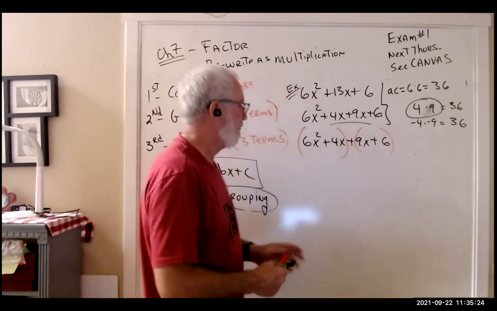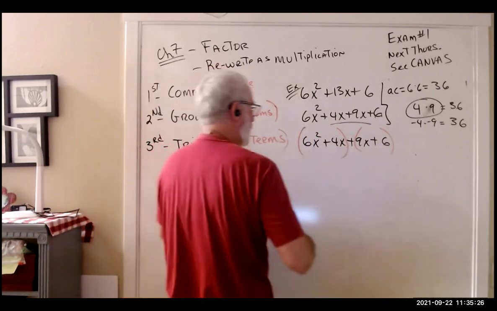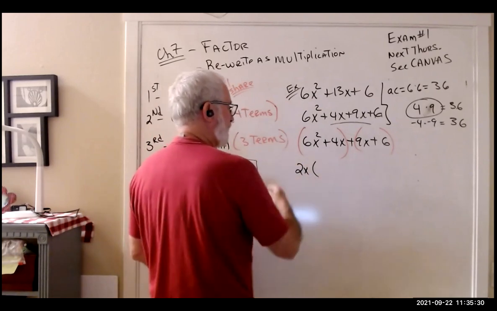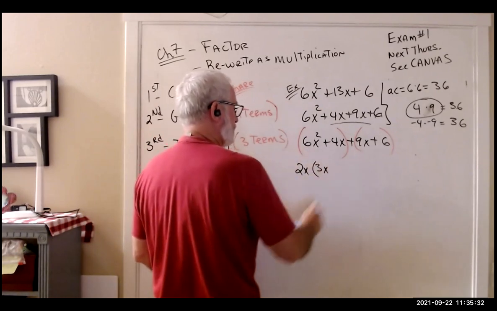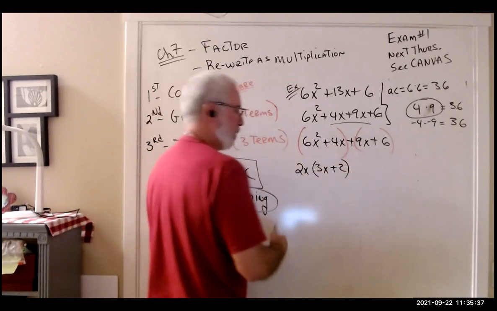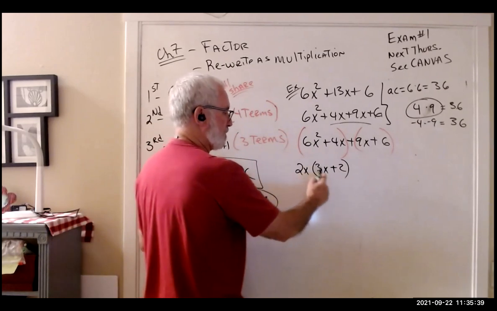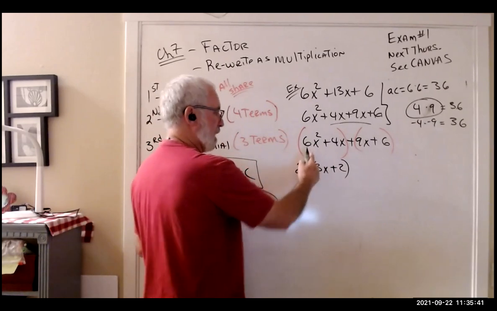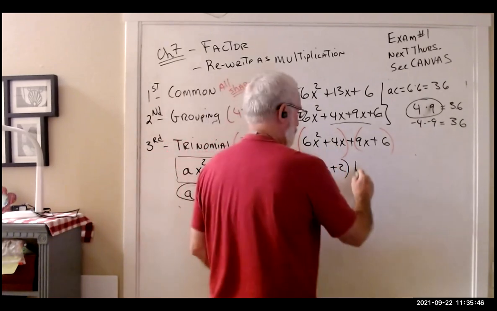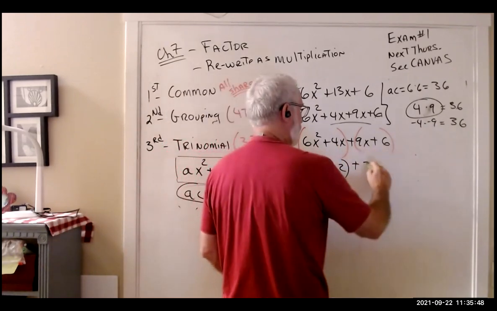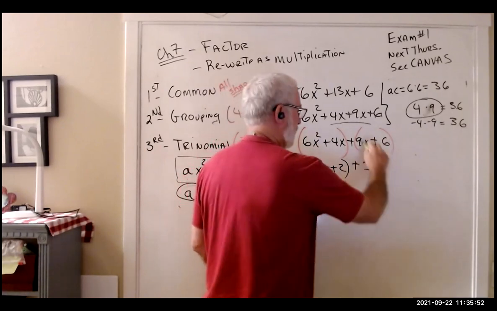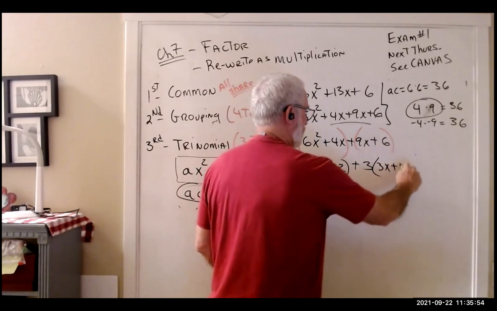Otherwise, you're safe. So here I can take a 2 and an x out. Divide it out. That leaves a 3 and an x plus a 2. Double check your work. You could always double check. It's 2x times 3x, 6x squared. Yeah. It's 2x times 2, 4x. Yeah. Plus, here I can take a 3 out. 3 goes into 6 and 9. Take it out. I have a 3x plus 2.